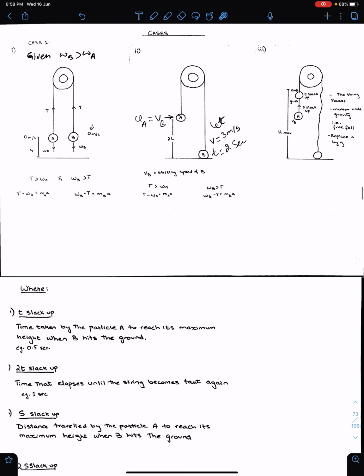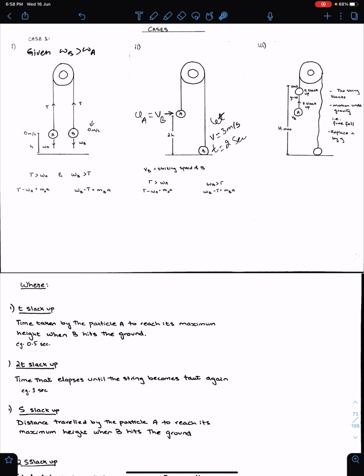Important cases. Number one, given that this system is in equilibrium and B is heavier than A and the particles are initially at rest. Well, when you release the system from rest, then B will move in downward direction, or you can say B moves vertically downwards whereas A moves vertically upwards.